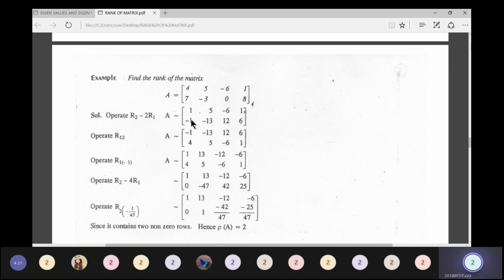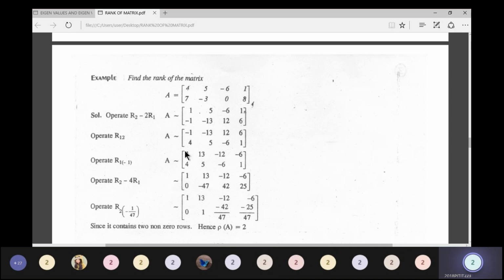I am interchanging R1 and R2. Okay. Because that one goes there and this one comes here. That is 4, 5 minus 6, it is 1. And why am I interchanging? Because I want to keep 1 as a pivot element, key element, so I am interchanging.